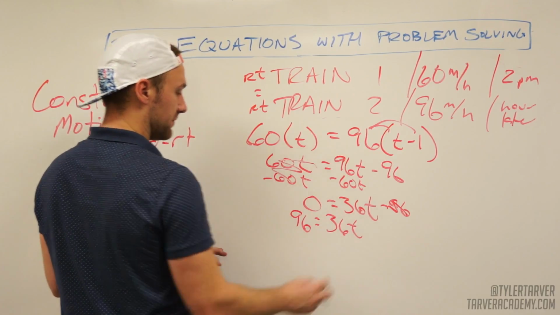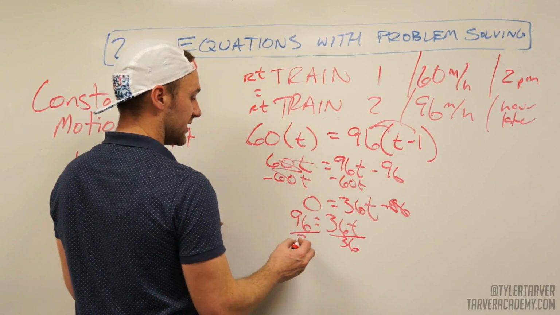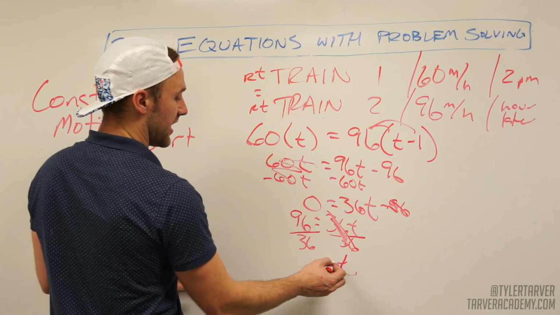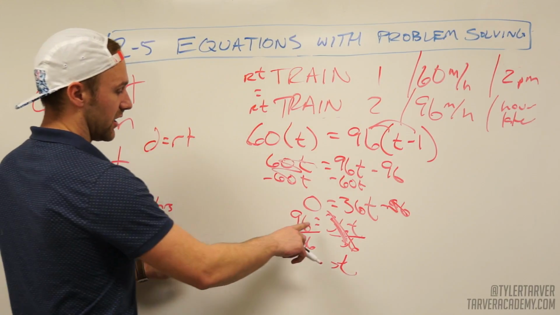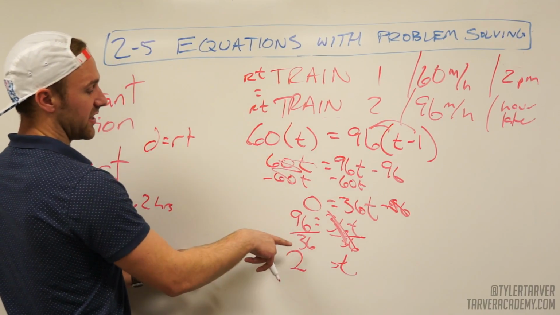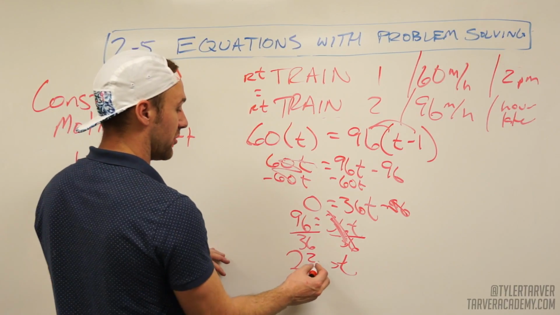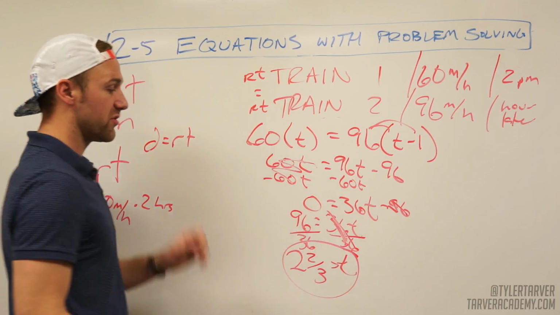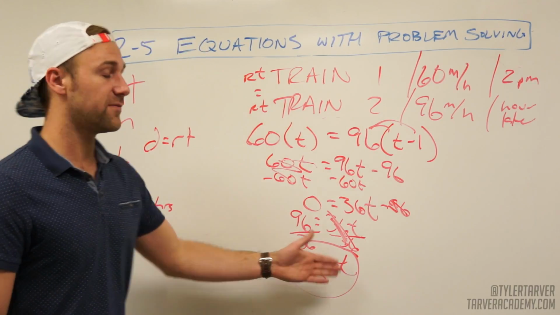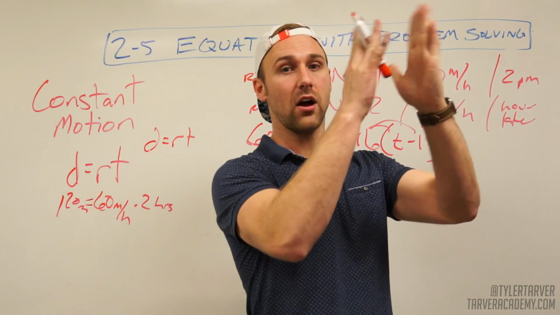That's 36t equals 96. Now I want to get t by itself, so I divide by 36 on both sides. 36 goes into 96 twice, 72, and you're left with 24, so it's 24 over 36, which simplifies to 2/3. So t is 2 2/3 hours, which is 2 hours and 40 minutes. After 2 hours and 40 minutes, they would be at the exact same spot. It would have finally caught up.